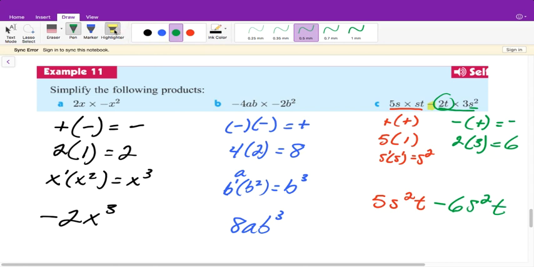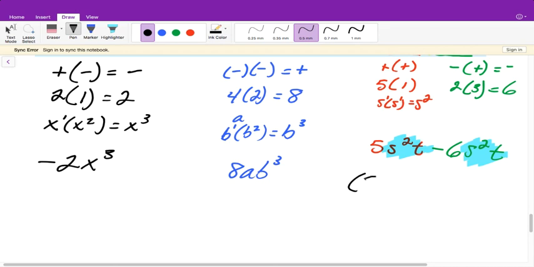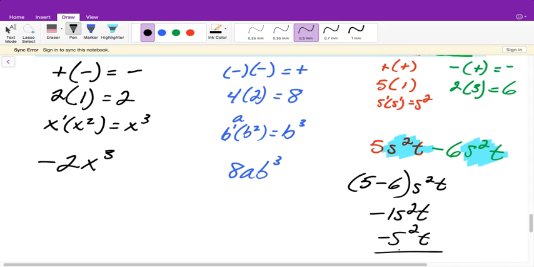Right, now something should hopefully jump out at you that we were just doing. These are the exact same variables, s squared t. So these are like terms. So we can then go ahead and we can add or subtract our coefficients. So it will become 5 minus 6 s squared t. 5 minus 6 is negative 1. And you don't have to write the negative 1. You can just write negative s squared t. And that will be your final answer.